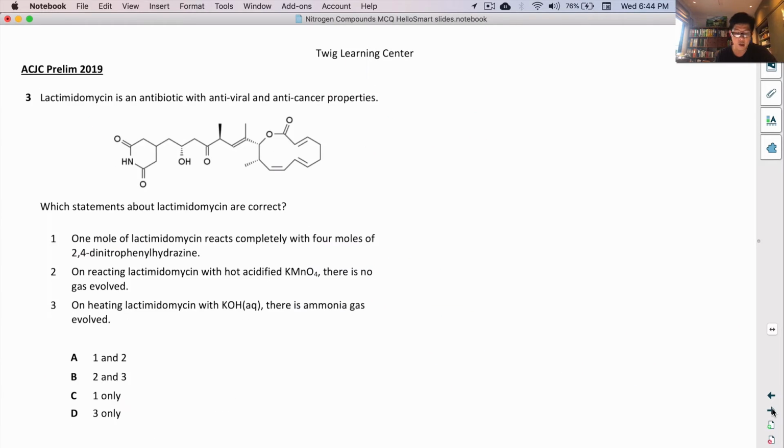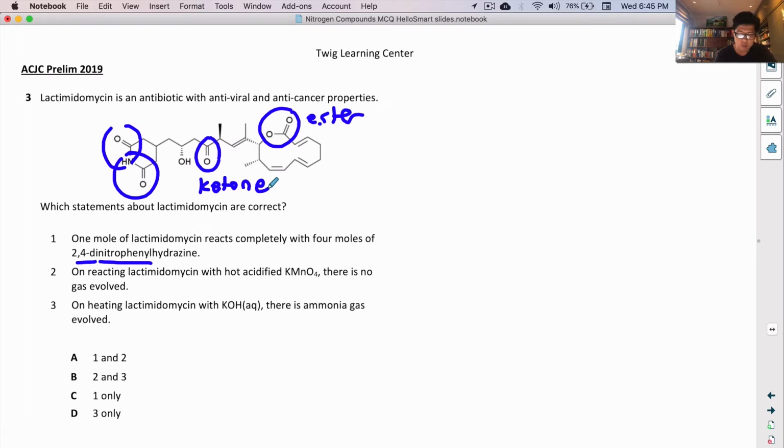Okay, let's move on. Let's look at question 3. Which statements about lactimidomycin are correct? Statement 1: 1 mole of lactimidomycin reacts completely with 4 moles of 2,4-DNPH. 2,4-DNPH is only for carbonyl. In fact, there's only one carbonyl group here. This is an ester, so it's not considered, and this one you can treat as an amide. The only carbonyl group is this one here, which is a ketone. So this is wrong.